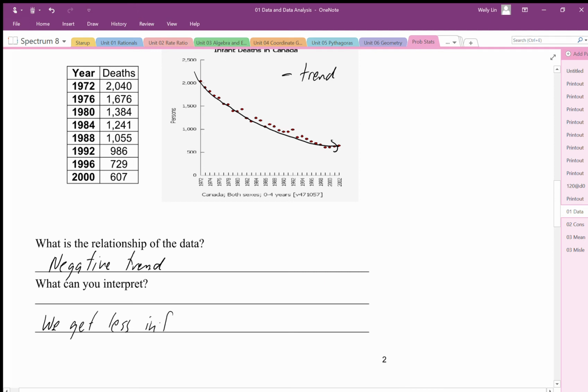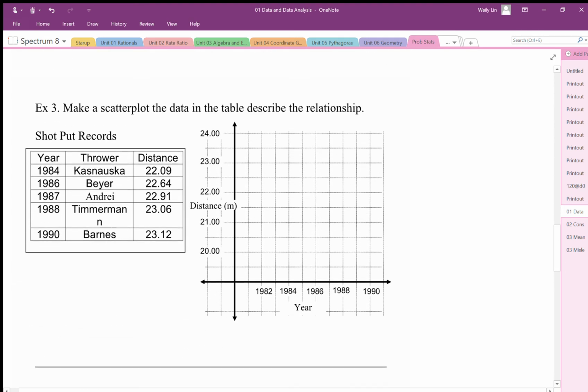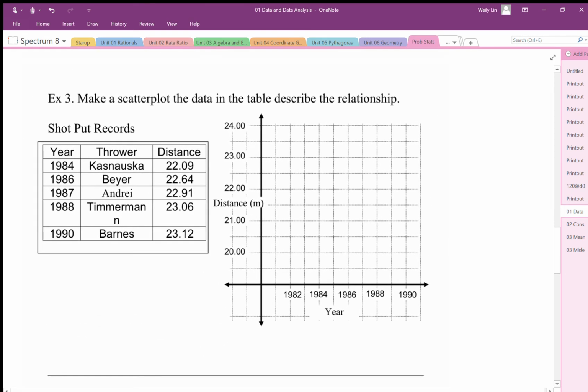Now this is something we should probably expect as we have better and better medical systems. As we increase time, we're getting more and more science, better medical systems, so we're going to end up with fewer infant mortalities. So here we can do our own scatter plot.